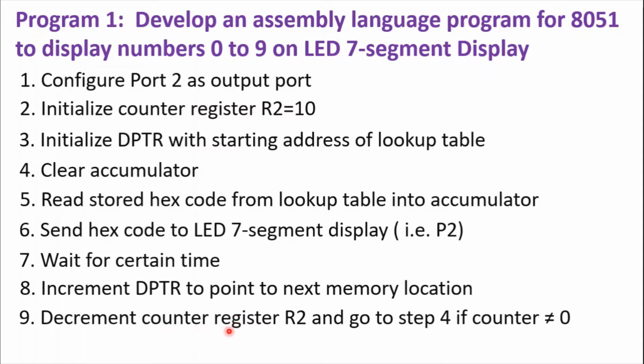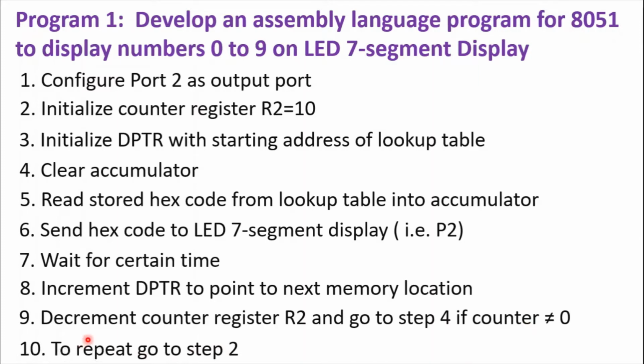So decrement the counter register R2 and go to step 4 if the counter is not 0. So it will go to step number 4. Again the same procedure is followed and digit 1 is displayed. So this loop from step 4 to step 9 will get executed 10 times. Once all the numbers are displayed, the counter will become 0 and it will not go to step 4. Instead, it will go to the next statement.